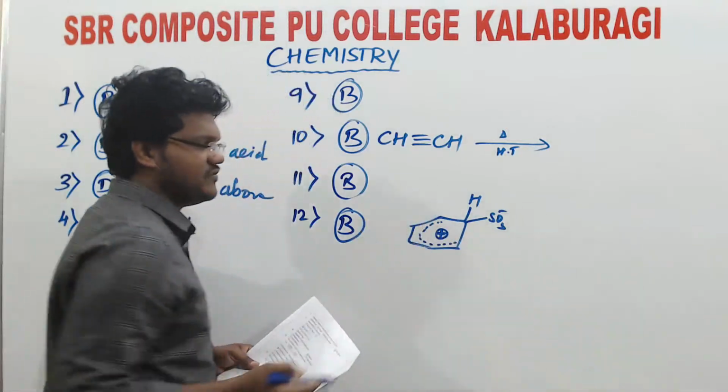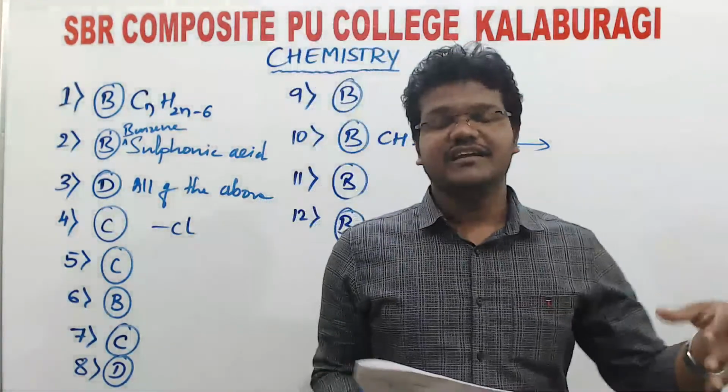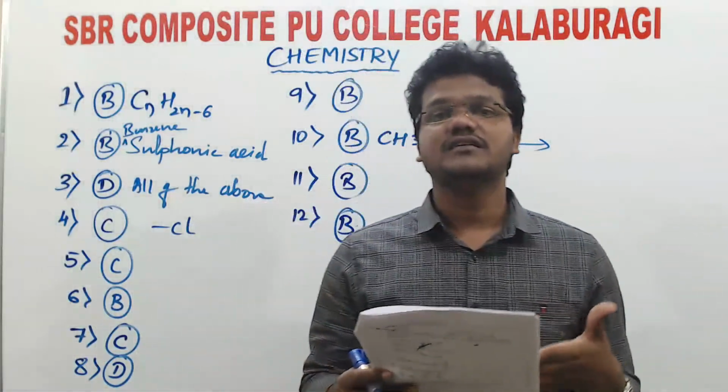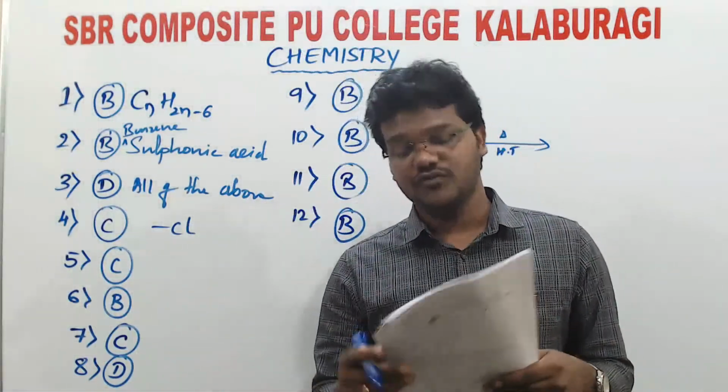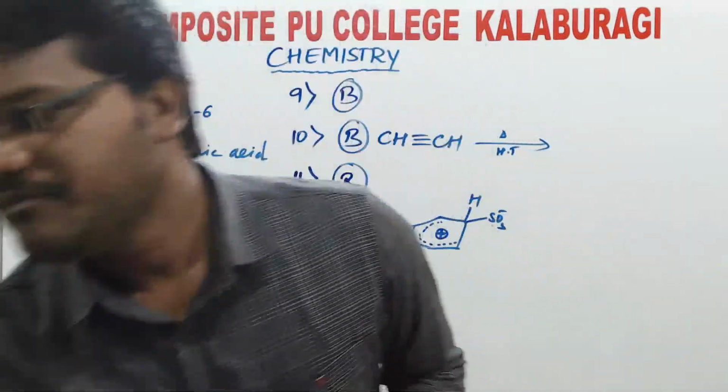Resonance is not completed over here. Correct? So this forms as what? Intermediate in case of what? Sulfonation. That's what they said. The reaction of benzene with SO3 dissolved in H2SO4 gives an intermediate. That is nothing but my option number B.